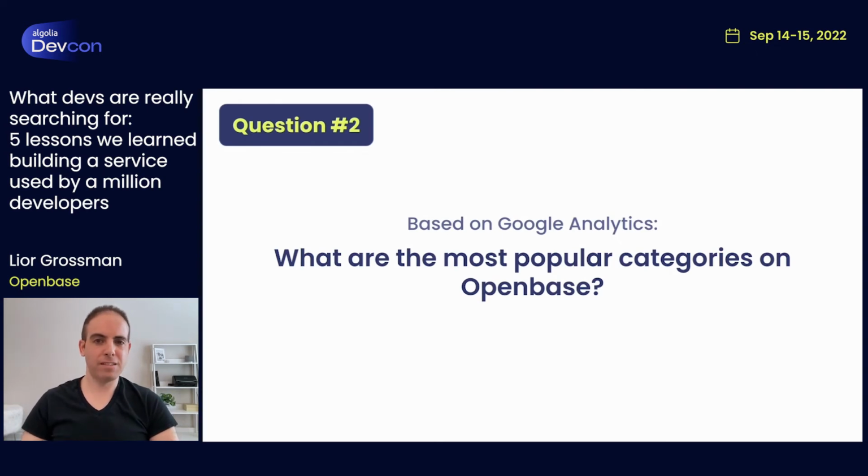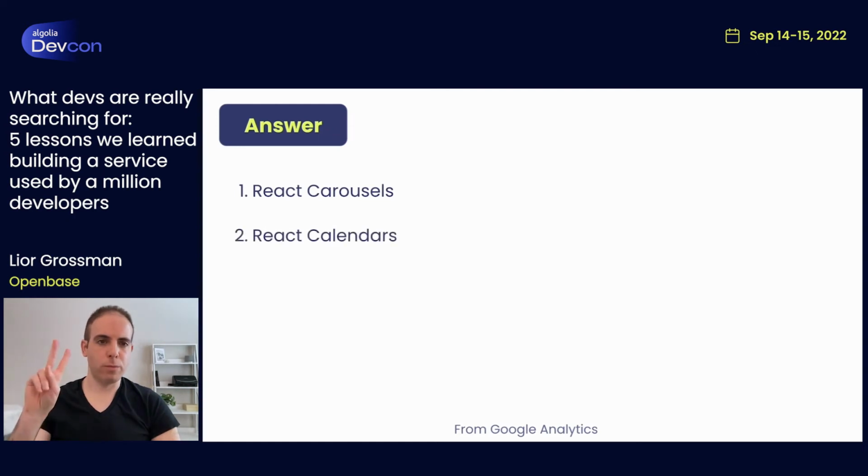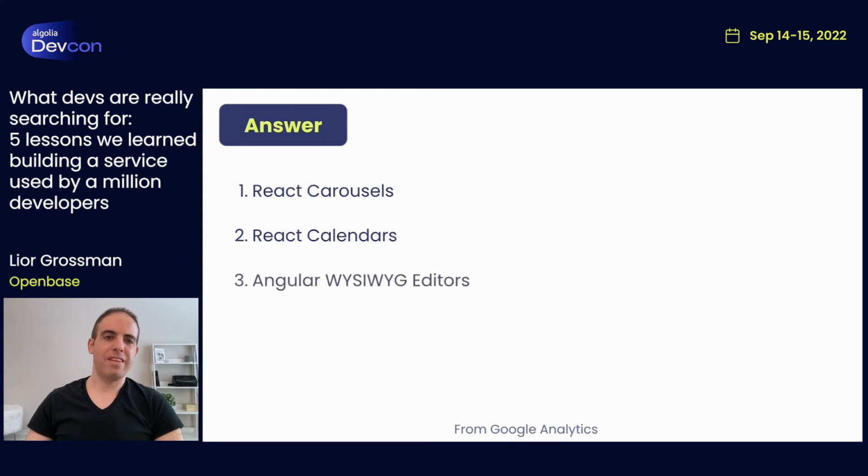And the answer is number 1, React carousels. Number 2, React calendars. Number 3, apparently a lot of people are looking for WYSIWYG editors. Interesting. Number 4, even more calendars, this time for Angular. Apparently a lot of people are looking for calendars.